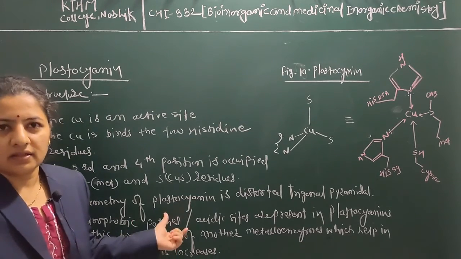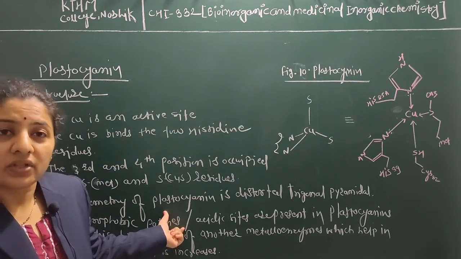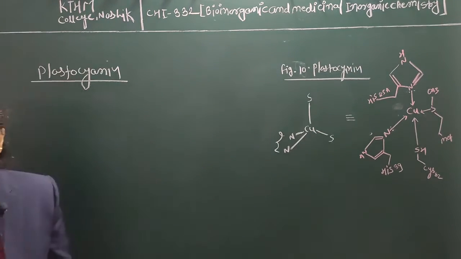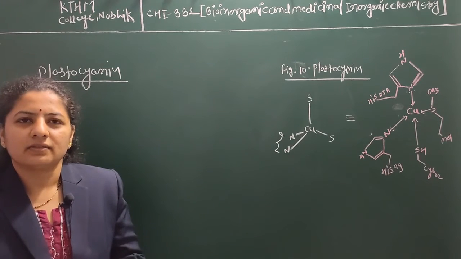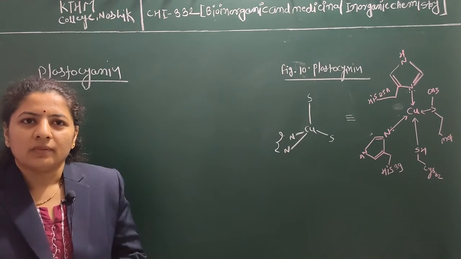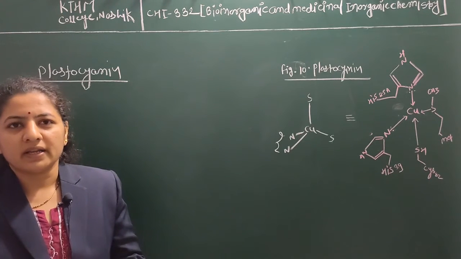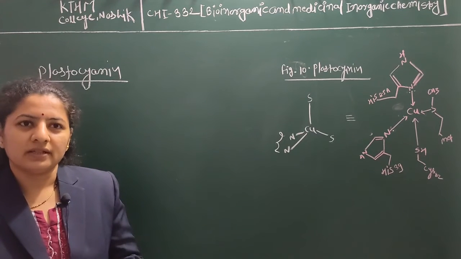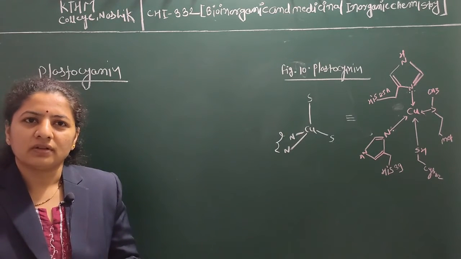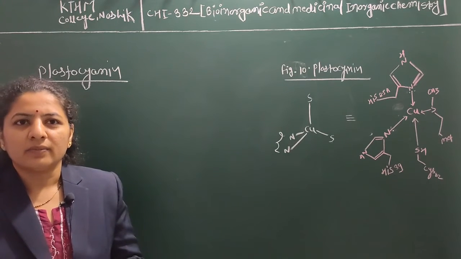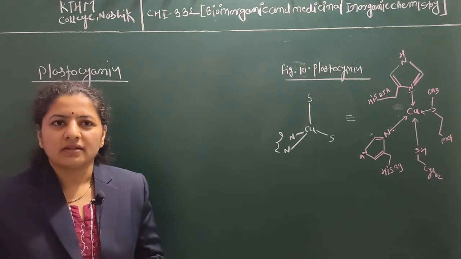Now let's discuss the function of plastocyanin. As we know, plastocyanin is a metalloprotein or copper binding protein, in which the copper is at the active site. Plastocyanin transfers electrons in plants. Actually, it is present in plants. So let's discuss the function.